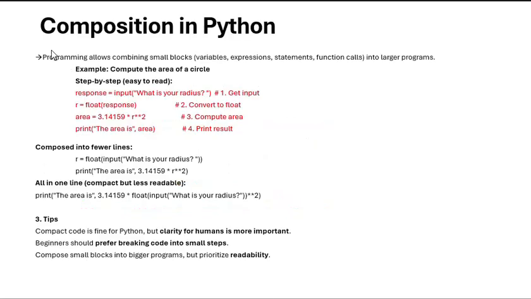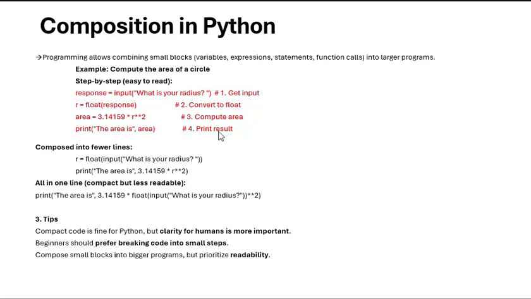And the next concept is composition in Python. Programming allows combining small blocks, that is variables, expressions, statements or function calls, into larger programs. That means you can combine the small blocks into larger programs. Let us see. Compute the area of the circle step by step. Response is equal to input, "What is the radius?" It will get the input in this case. This is the comment line. It is ignored by the Python interpreter.